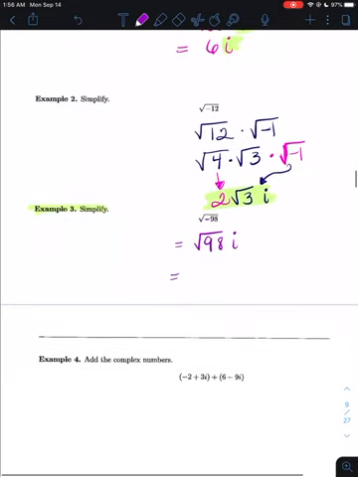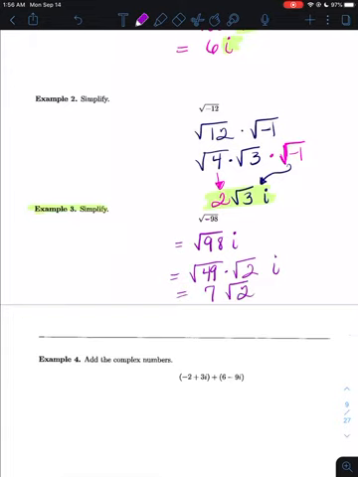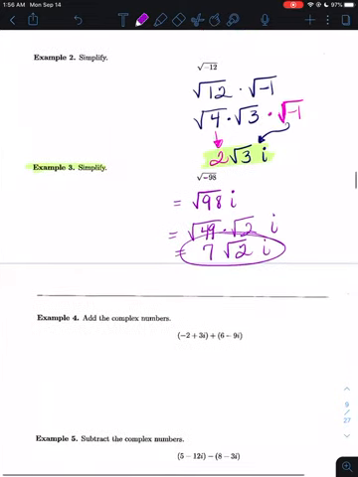Then again, use what you know about square roots. You want to use perfect numbers. I can rewrite 98 using the perfect number 49 times 2, and then you have that i there. The square root of 49 is 7. I have my square root of 2, and then I have my i. All right, so that's simplifying square roots with negative numbers underneath.